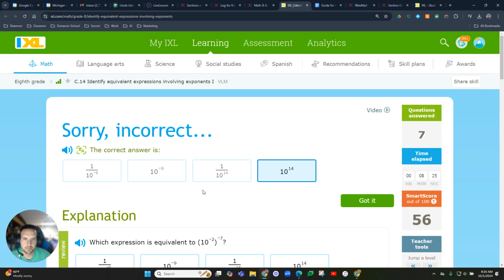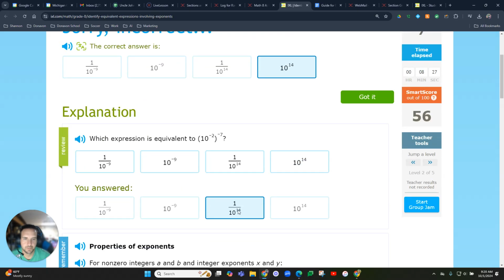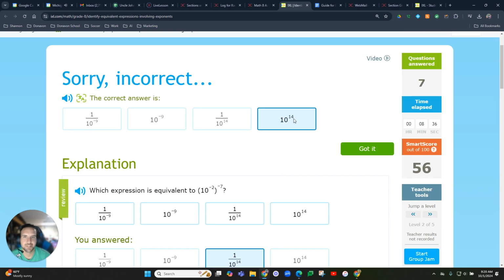Yeah, what? What did I do wrong? Hold on, 10. Oh, it was 10 to the positive 14th. Wait, 10 to the positive 14th. What did I pick? Oh, that was an option. Oops.